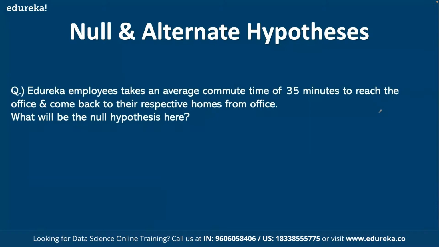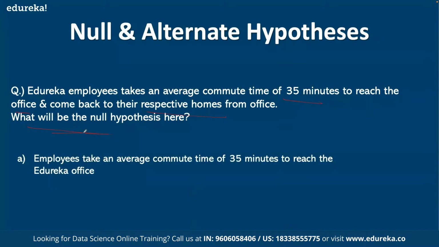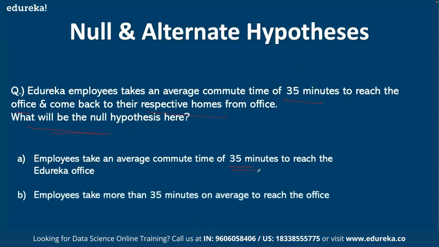Here we've got a question that says Edureka employees take an average commute time of 35 minutes to reach the office and come back to their respective homes from the office. Now, in this scenario, what exactly is the null hypothesis? In this example, the null hypothesis is our current belief: the Edureka employees take an average commute time of 35 minutes to reach the Edureka office, and they take 35 minutes to reach home from the office. So that's my null hypothesis.